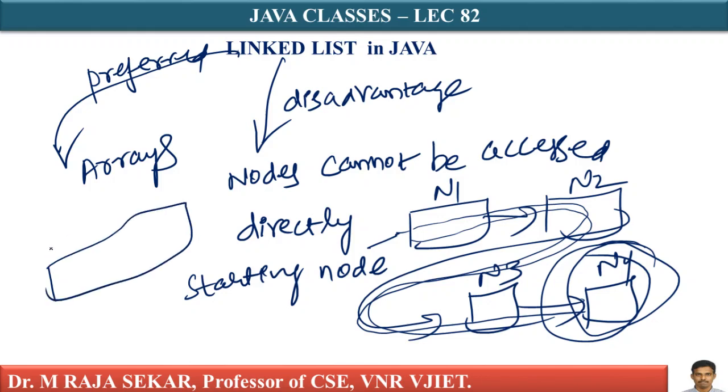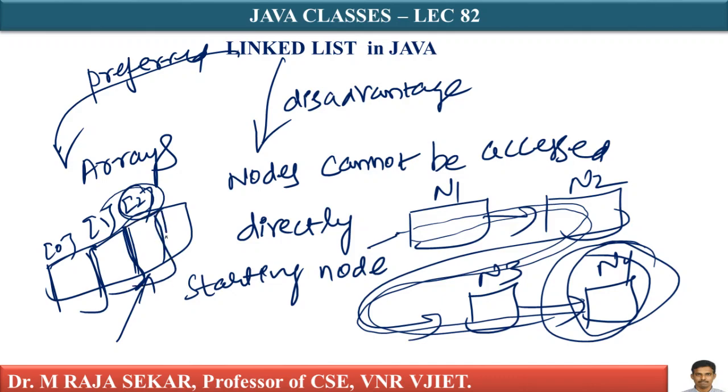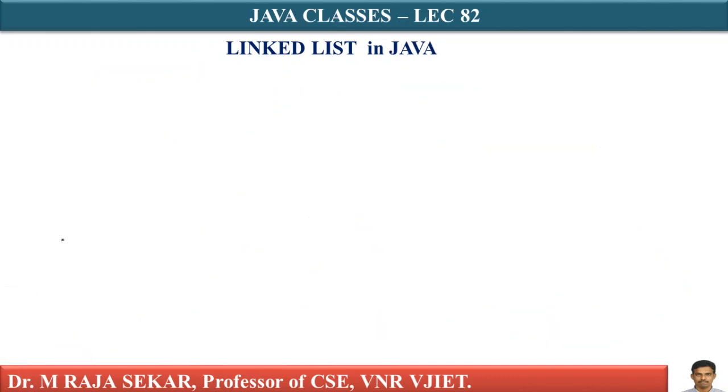If there is an element, first element, zeroth element, one element, two element, they are contiguous memory locations. If I want to access a particular memory location, I can access it directly by using the index. That is arrays. In the case of arrays, these memory locations are stored in a contiguous, continuous manner, whereas in the case of linked list, these nodes cannot be stored in a continuous manner.